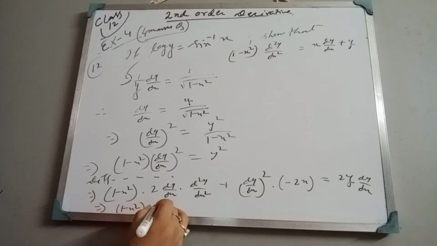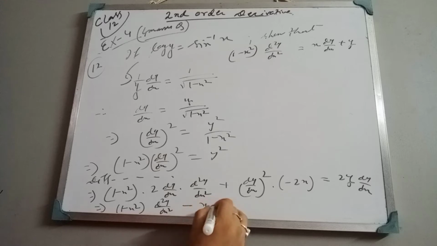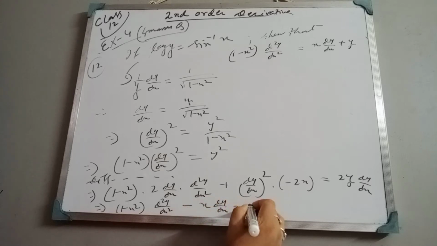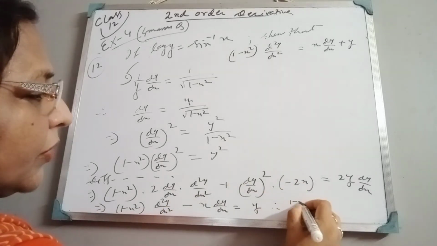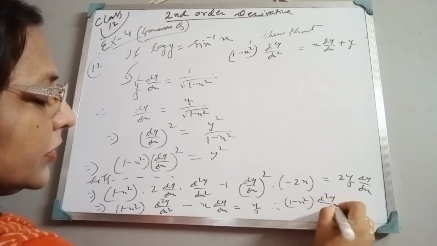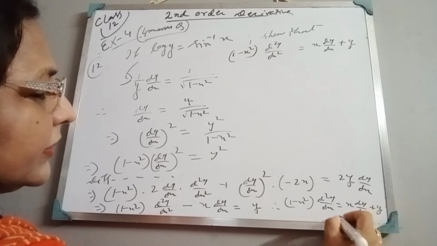1 minus x square d2y dx2, 2 dy dx cancelled, and plus minus, this will be minus 2 dy dx cancelled, is coming x dy dx is equal to, 2 dy dx cancelled, y. Okay, now take this term to the right hand side only. Therefore 1 minus x square d2y dx2 is equal to x dy dx plus y. Proved.